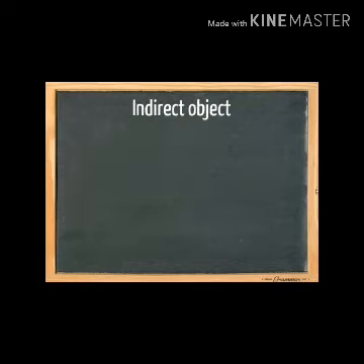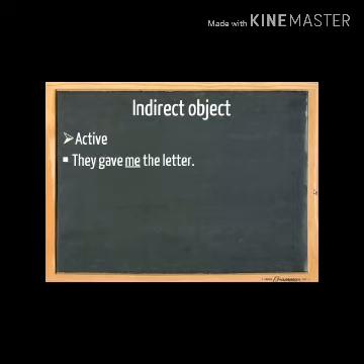Now, in the English language, we do not only have objects. There's also such a thing as an indirect object. I'll show you an active example: They gave me the letter. They is a subject and the letter is an object, the direct object. But me here is an indirect object. So what do you do when you need to change an active sentence into a passive, but it contains both an object, the letter, and me, the indirect object?